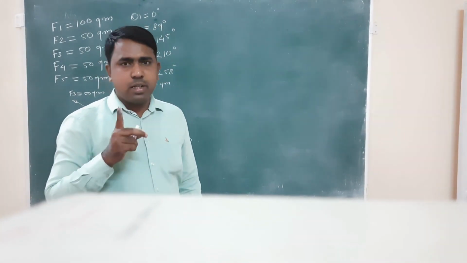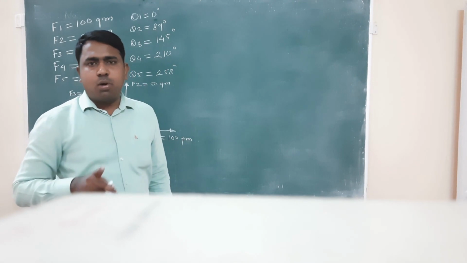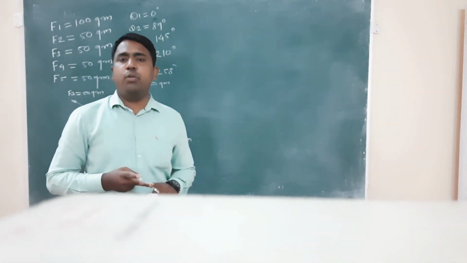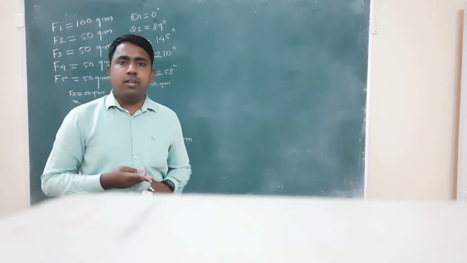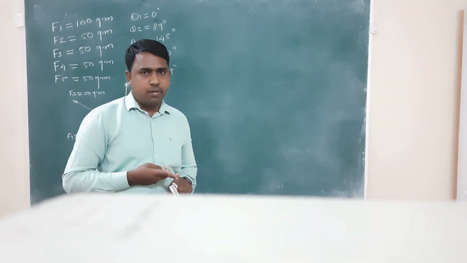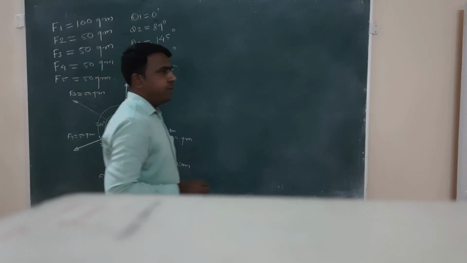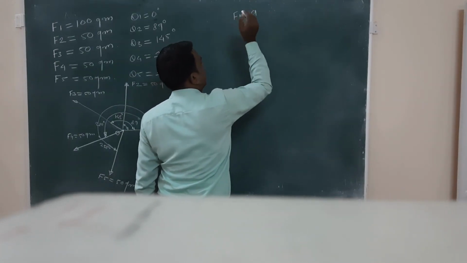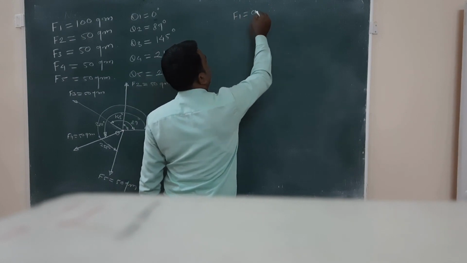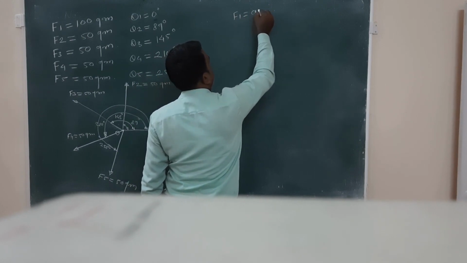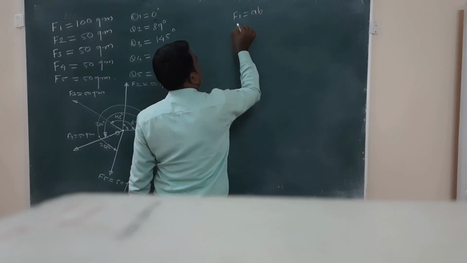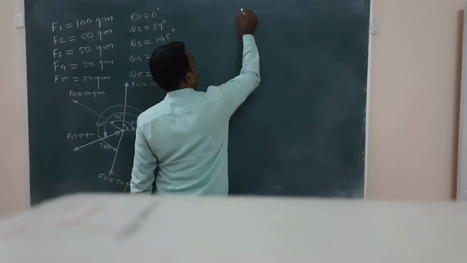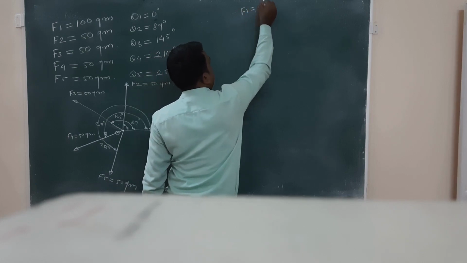So here we are drawing the polygon. To draw the polygon, we have to use two things. One is the magnitude of the forces, and the second one is the direction of the forces. Now here we are considering the force F1 as A to B.